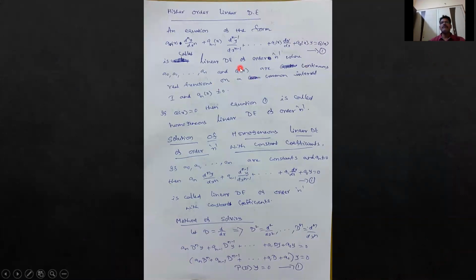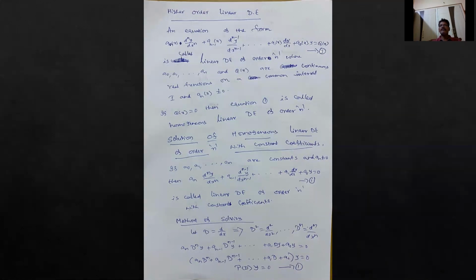So, an equation of the form a_n(x) d^n y/dx^n + a_{n-1}(x) d^{n-1} y/dx^{n-1} and so on, a_1(x) dy/dx + a_0(x) y = q(x), is called a linear differential equation of order n, where a_0(x), a_1(x), ..., a_n(x) are continuous real functions on a common interval I and a_n(x) is not equal to 0.